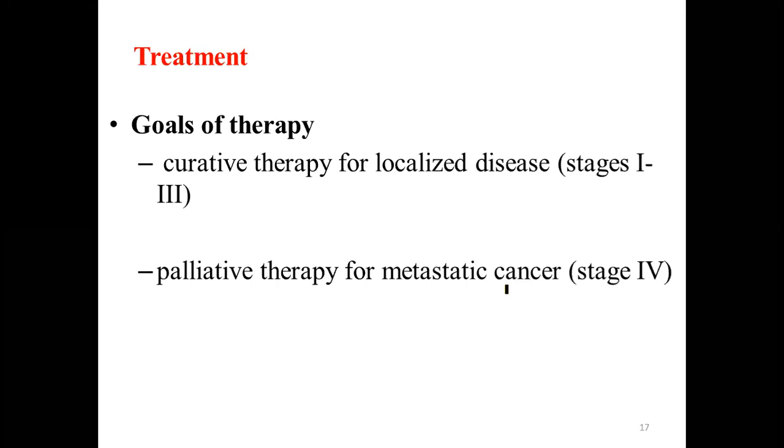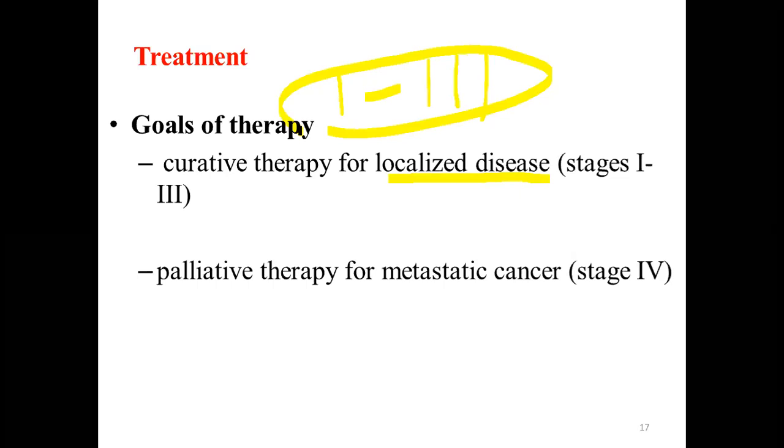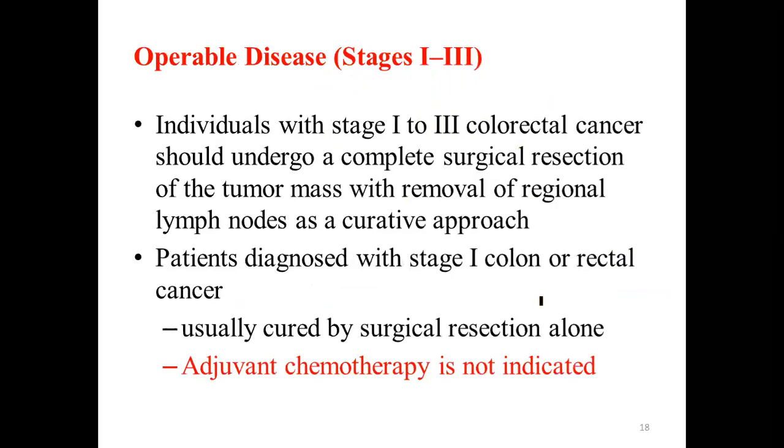Now, the next aspect we are going to discuss is how do we manage colorectal cancer. What is the goal of therapy? Yes, the primary goal of therapy for localized disease is usually curative. So if a patient has stage 1 to stage 3 colorectal cancer, the goal of treatment is usually curative. However, if a patient has stage 4 disease, there is palliative therapy for metastatic cancer. For advanced stage, that is stage 4, the treatment goal is normally palliative.